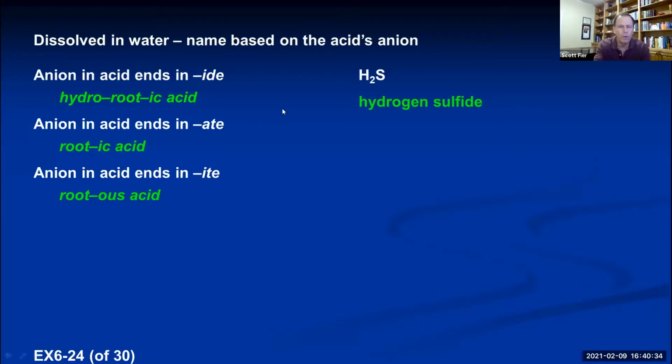All you do then is focus in on what the anion is. Look at this, it ends in IDE. So you drop the IDE off and you write hydro, sulf, ic, acid.